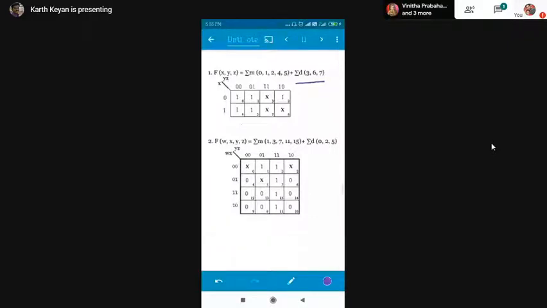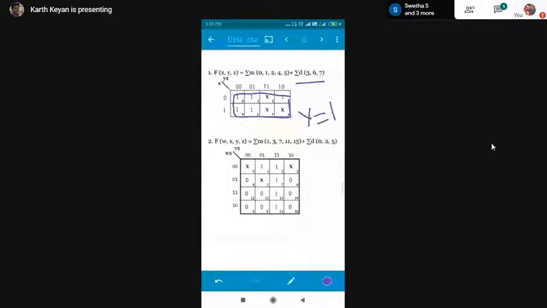Sir, is it possible to cover the entire 8 cells? With the help of the don't care, I can cover the entire 8 cells. So what is the result for this one, sir? Now the y becomes 1. Okay, we'll cover this case. Sir, is there any other possibility? Second question.